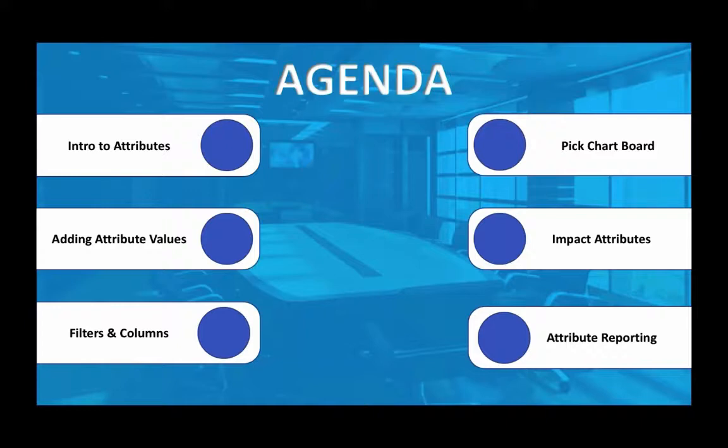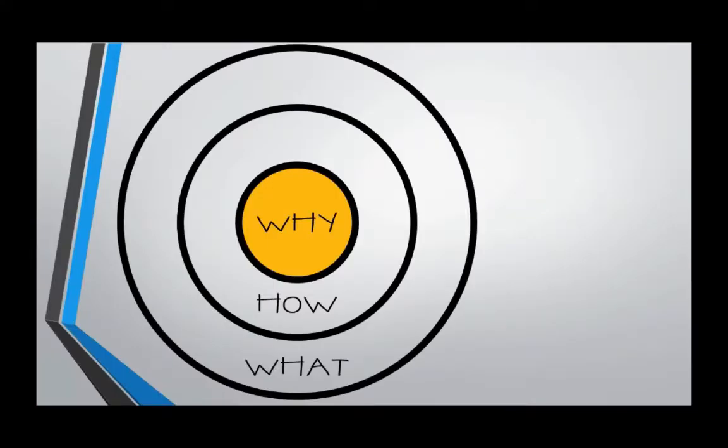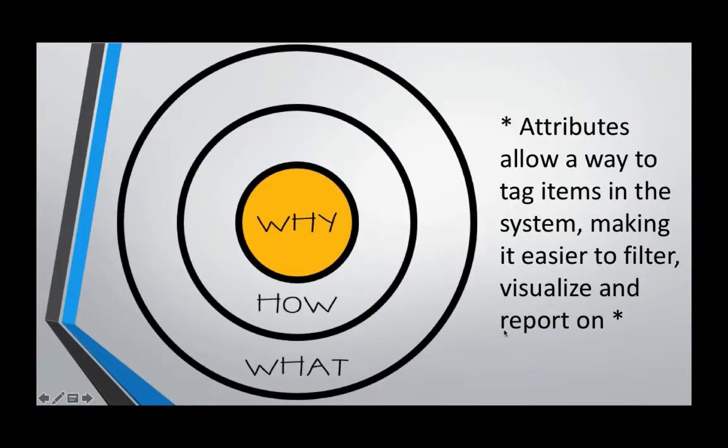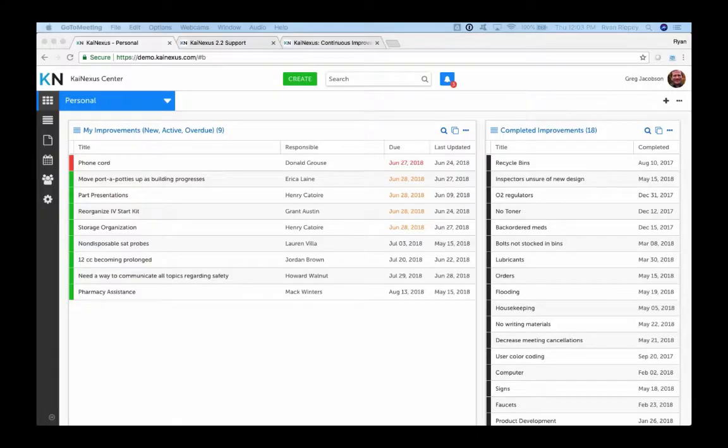All right, perfect. So before we actually dive into KaiNexus, we are big supporters of Simon Sinek, starting with why. When we discuss the why behind attributes in KaiNexus, attributes are going to allow a way to tag items in the system. So this is going to make it easier to filter down some custom lists in the system, help visualize when those attributes are selected, and as we mentioned, also have the ability to report on those. All right, Banna, let's jump out of our PowerPoint here and actually dive into KaiNexus.